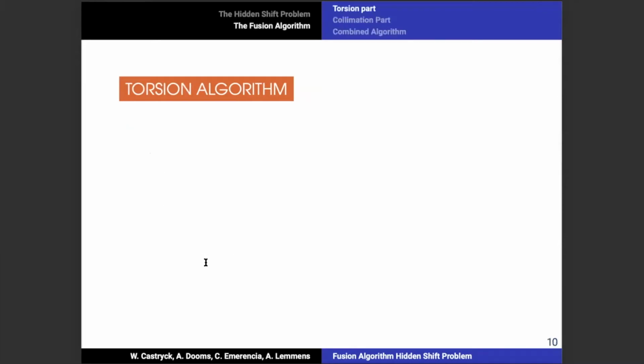So our contribution, our algorithm to solve this problem, consists of 3 parts, namely the torsion part, a collimation part, and a combination of the 2. So let's start with the torsion part. We will assume that we're working in a finite abelian group, where if we take the p^t-th multiple of any element in the group, we get 0. But p should be a small prime number and t a small non-negative integer.